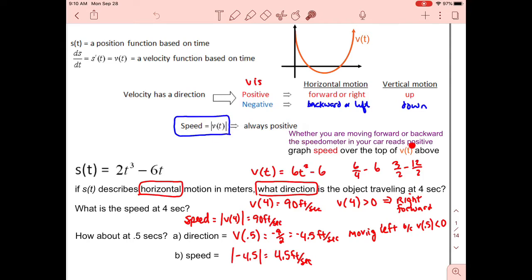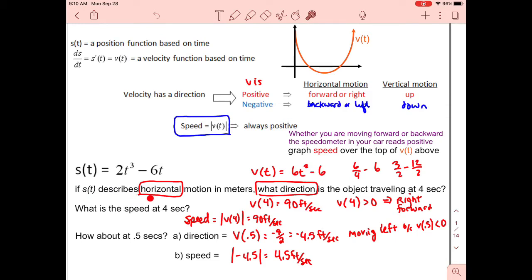So it doesn't matter which direction you're moving: up, down, left, right, forward, backward. Speed is always positive. When you are in your car, the speedometer is always a positive number. So here we have a position function, s of t equals 2t cubed minus 6t. The velocity would be the derivative of that, which would be 6t squared minus 6.